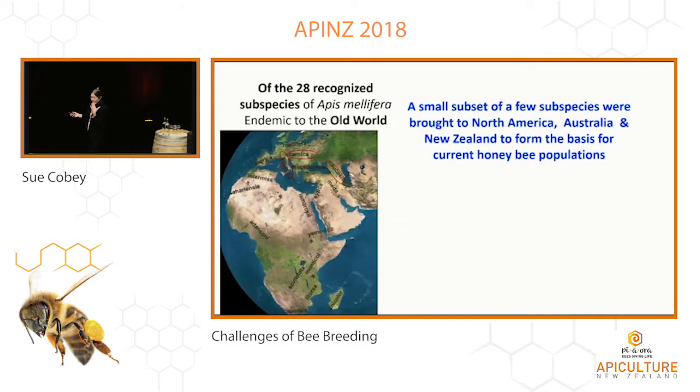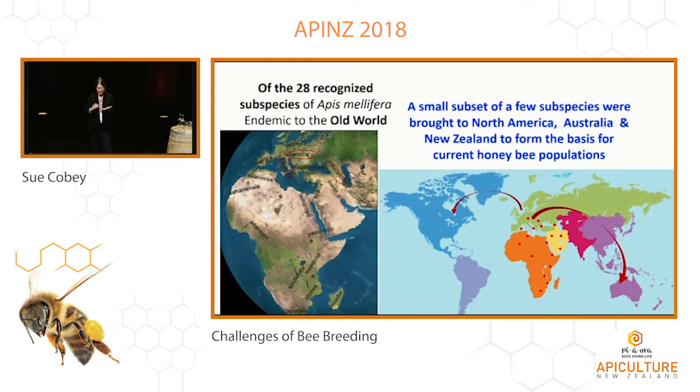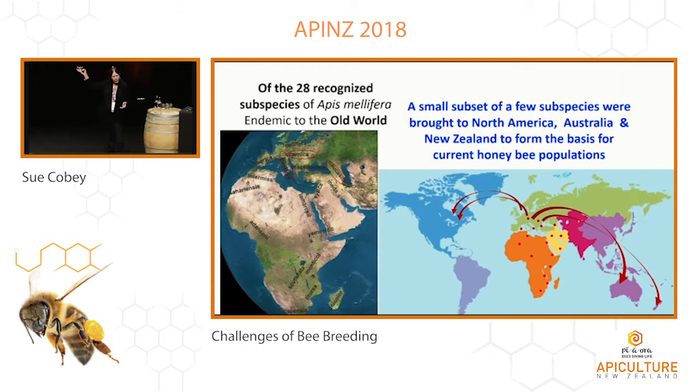Really, you need to look at genetic diversity. There's 28 subspecies. What I mean by that is Italian, Carniolan, Caucasian, these are just different races, subspecies of bees, worldwide. And the origin of these is Africa, Asia, pretty much. So what we've done, the US, New Zealand, Australia, we've brought a small subsampling of a few of these and created this huge industry. So genetic diversity is really important.